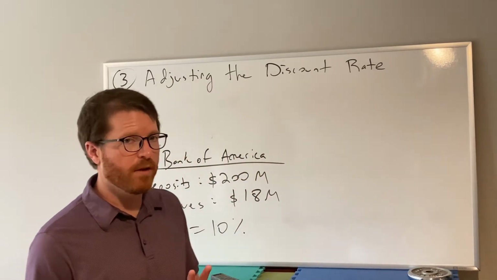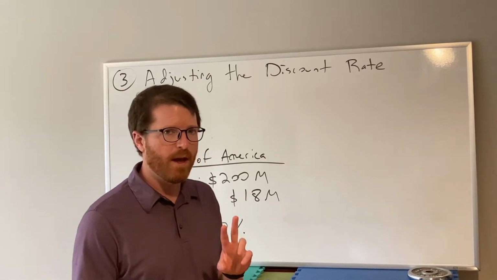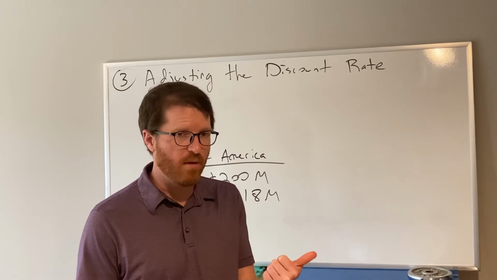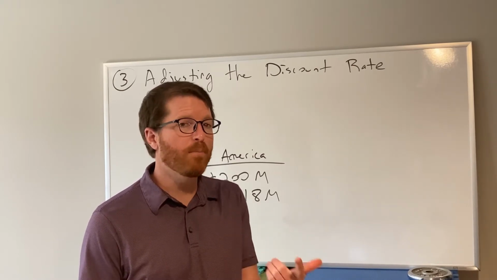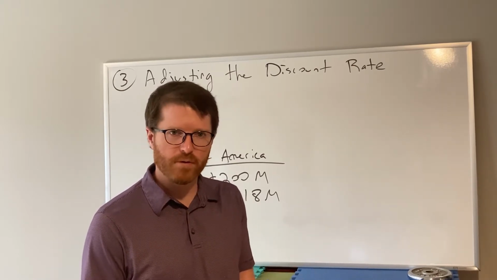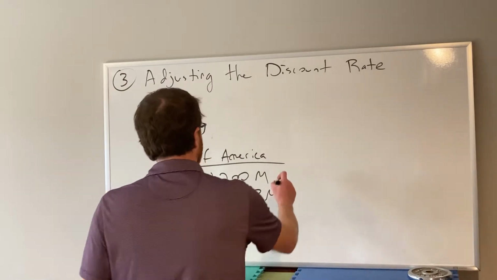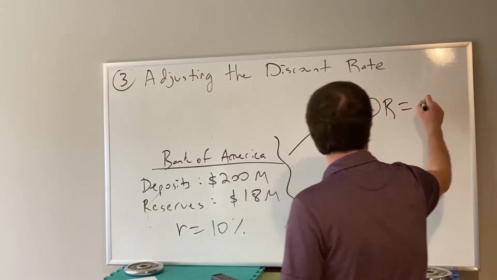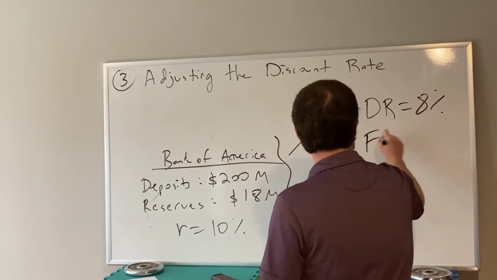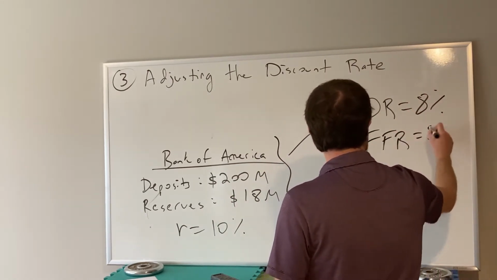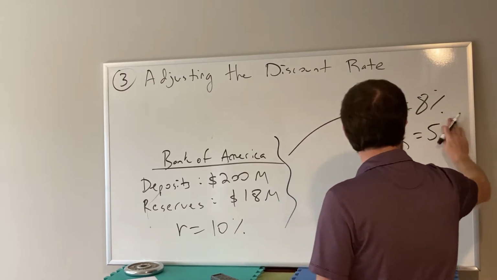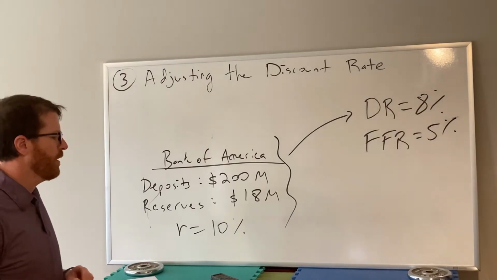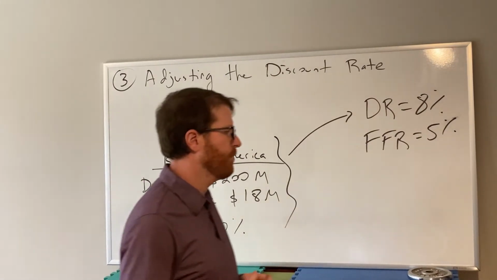So they're going to look at the two options that they have. They can borrow from the Fed. It's called a discount rate. Or they can borrow from other banks. That's called the federal funds rate. All right? So in this circumstance here, they're going to look and see what their options are. And maybe this is what they see. They might see that the discount rate is 8% and the federal funds rate is 5%.